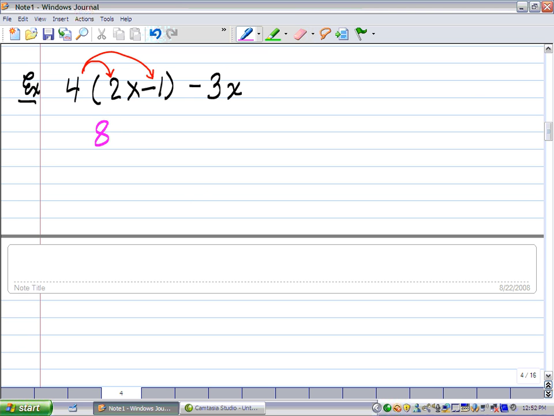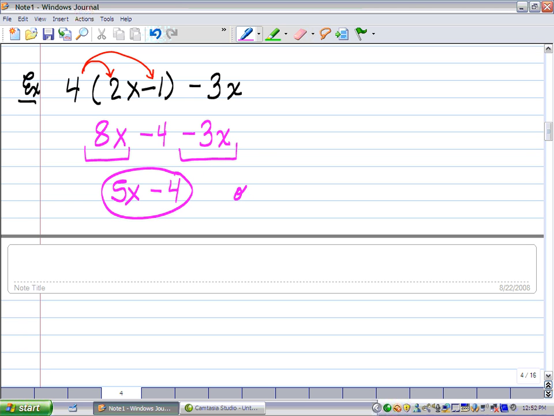4 times 2 is 8x. 4 times negative 1 is negative 4. Copying the negative 3x, now I can put these together. The like terms are the 8x and the minus 3x, giving me 5x minus 4. Again, the order doesn't matter. If you wanted to put it in the other order, you could. Negative 4 plus 5x. Negative 4 is the constant, and so it would have to be put first.